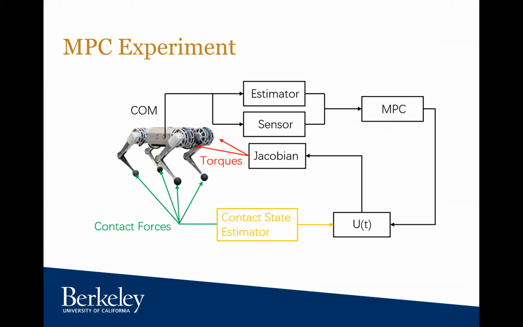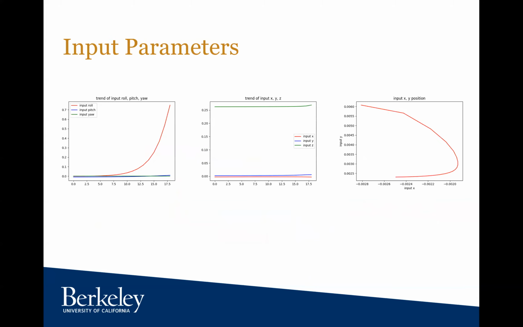According to the series above, we designed a simple MPC that could use information of the position, roll, pitch, yaw, velocity, and angular velocity from the estimator and sensors to calculate the contact forces of the quadruped, and then use the Jacobian to transfer those forces into torques for the motors. To test our model, some experiments have been applied to the MPC.